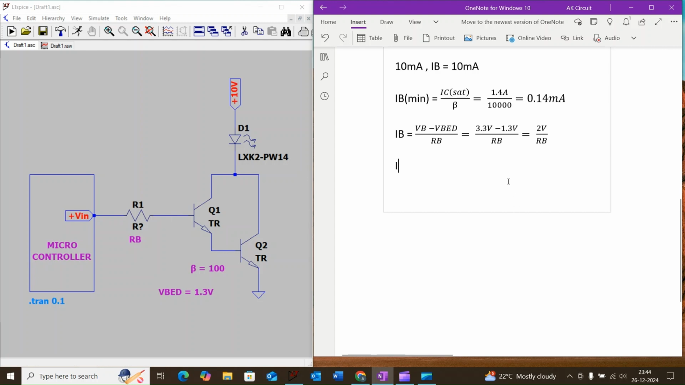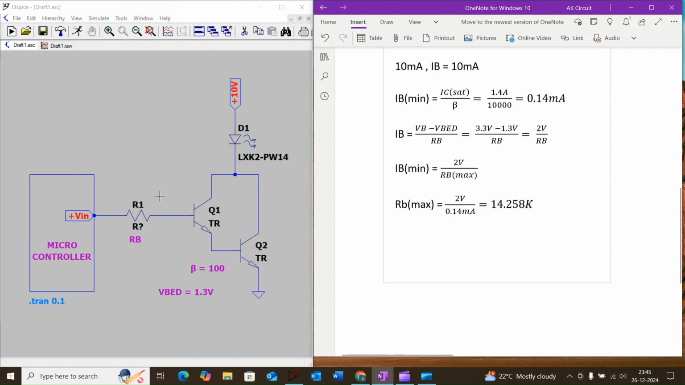When the base current is minimum, the base resistance will be maximum. So IB minimum is equal to 2 volt divided by RB max. And we also know that the minimum base current is 0.14 milliamps. So RB max is equal to 2 volt divided by 0.14 milliamps, which is equal to 14.258 kilo ohm.